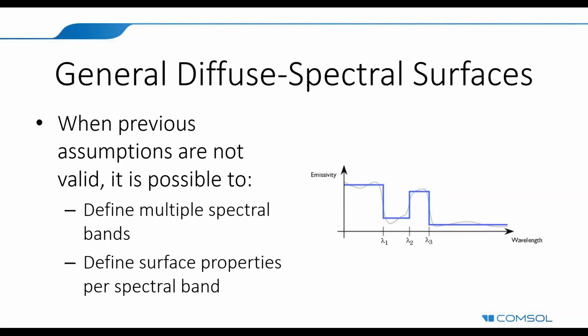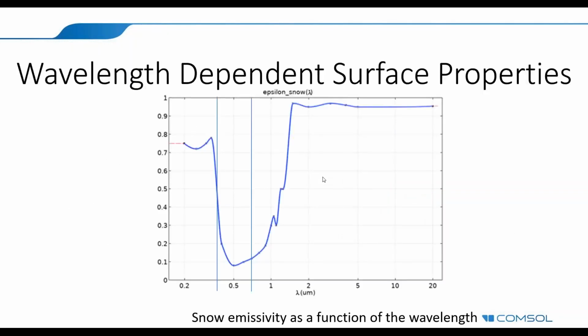So the idea here is that you define different spectral bands, again, as many as you want. And on each spectral band, you assume that you have constant material properties. So it's like a gray surface model for each spectral band with a limited number of spectral bands. So to illustrate how it works, I represented here the surface emissivity of snow. As you can see, the surface emissivity of snow ranges between 0.1 and almost 1.